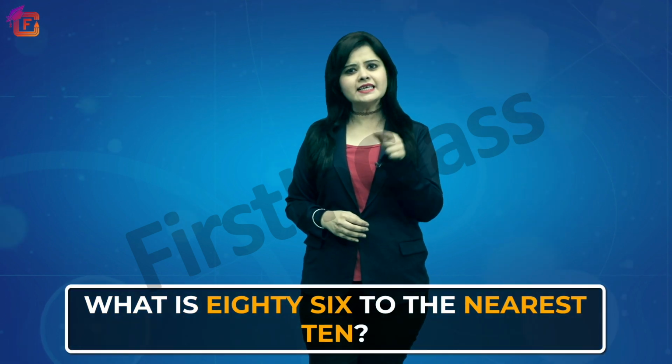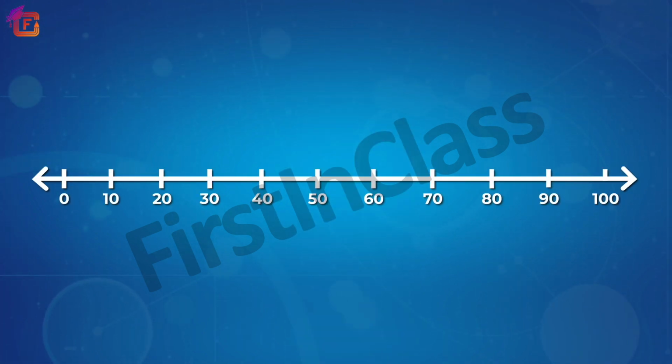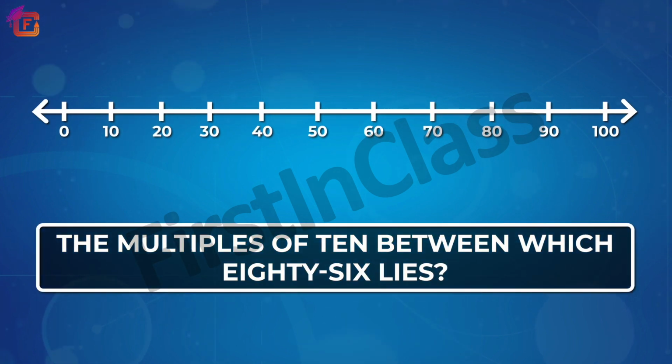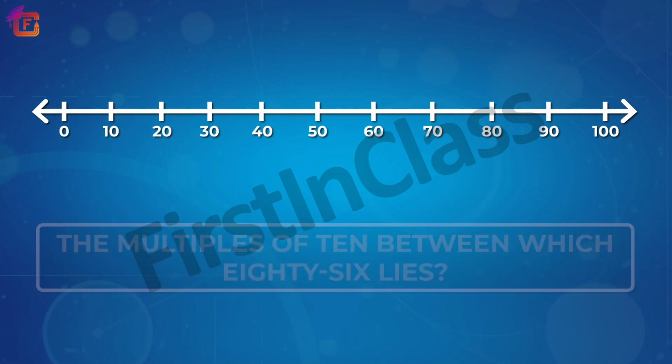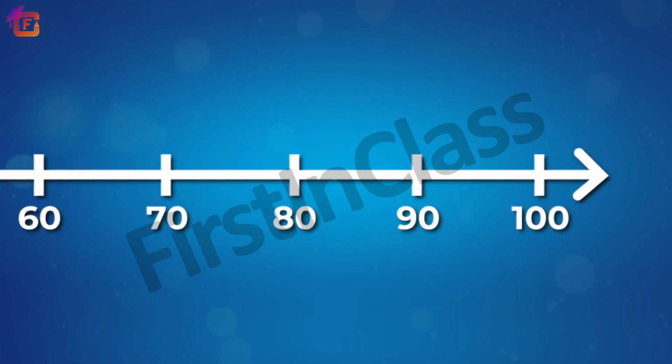Say, what is 86 to the nearest 10? We begin the question by listing the nearest multiples of 10 for the given number, that is 86. Let us list the multiples of 10 from 0 to 100 on a number line. So learners, can you help me with the multiples of 10 between which 86 lies? Correct. 86 lies between 80 and 90.